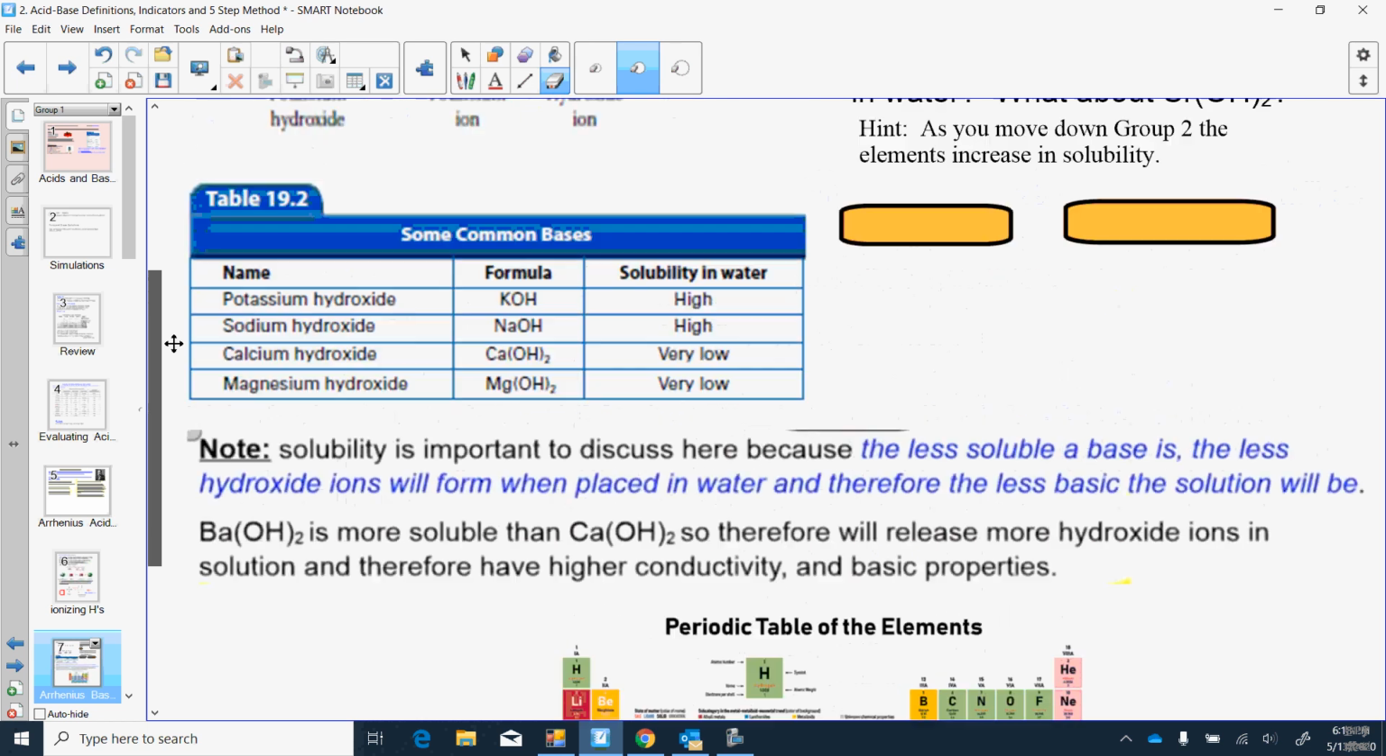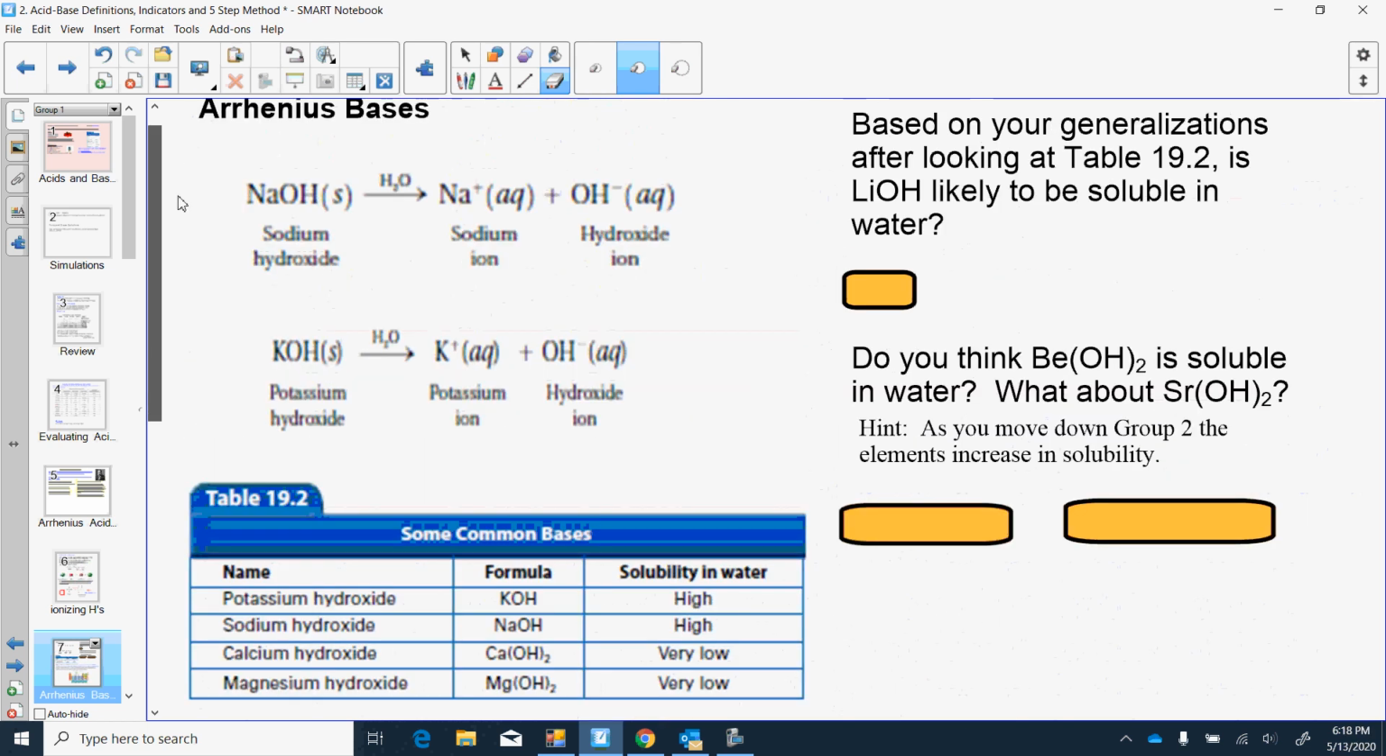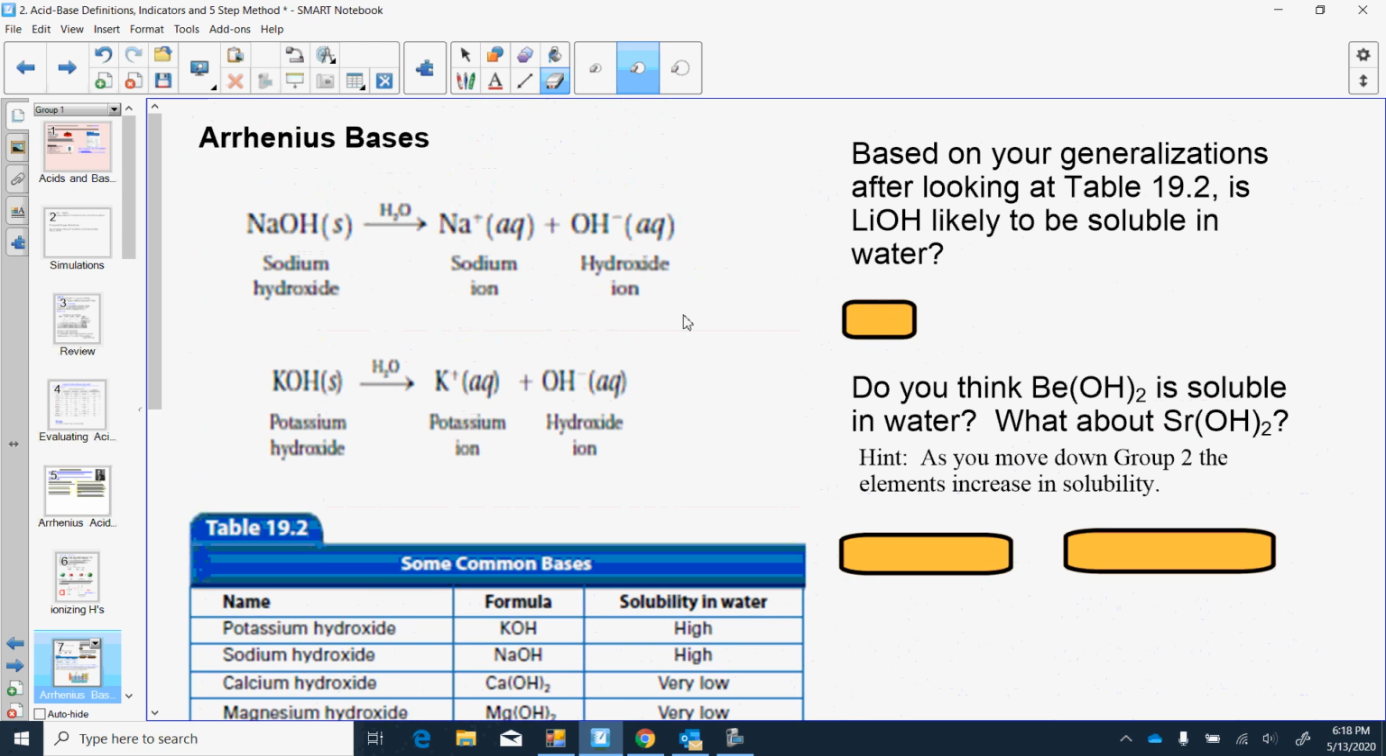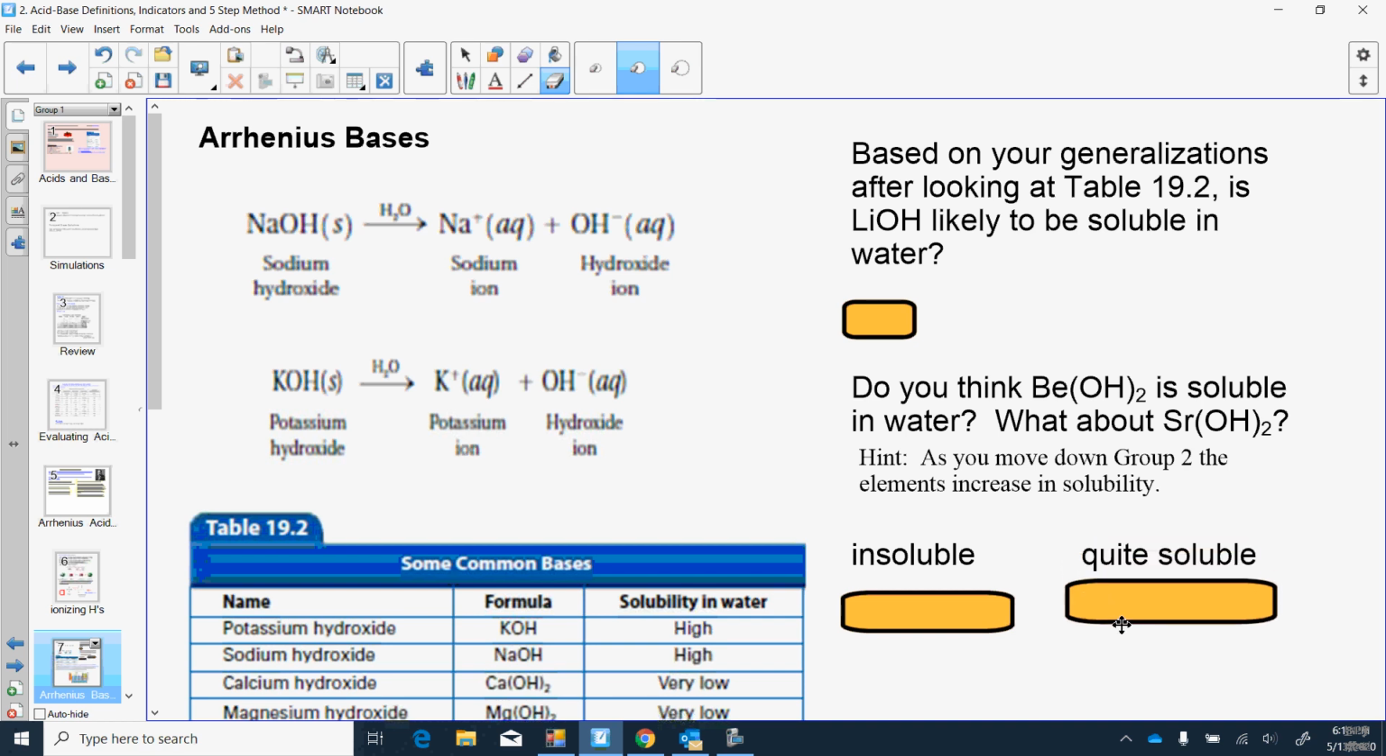And so we've got to be careful, because just to assume that all bases are soluble is incorrect, right? We have to check. So when you look at these two, beryllium hydroxide, which is high in group 2, is insoluble, but strontium, which is low in group 2, is quite soluble. So this one would be better ionizing than this one. This would be a stronger base than this one here. Okay, so just be aware of that.